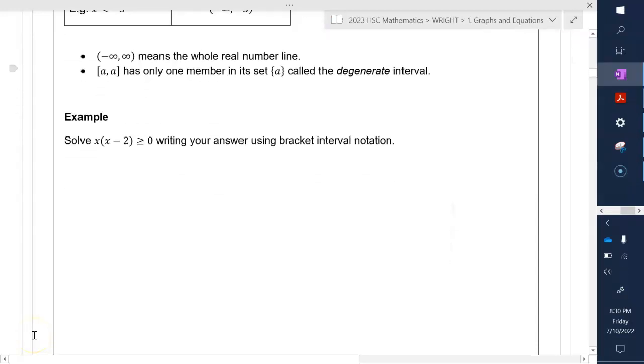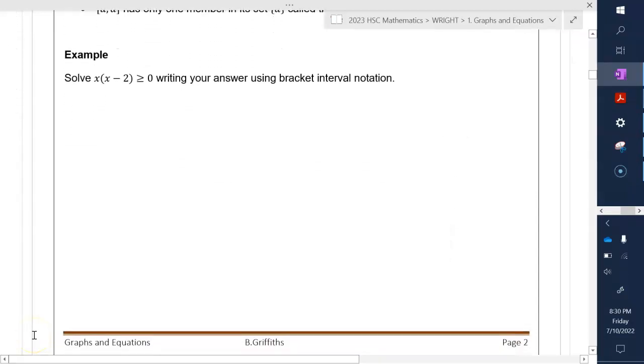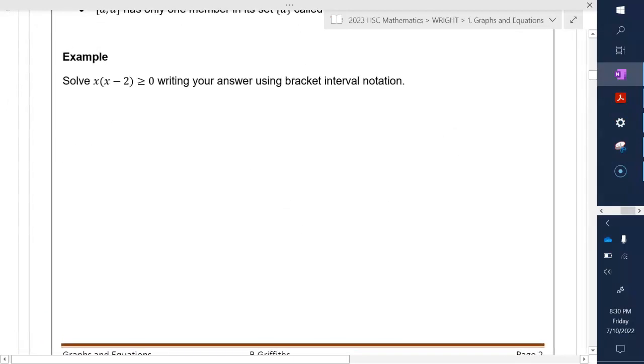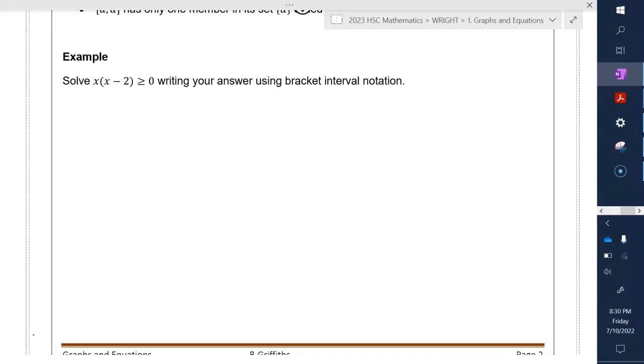Okay, now let's have a look at this first example here, and this is where we're heading with this first exercise, being able to solve composite functions, basically with inequalities, and we'll have a look at the graph and see what's happening here. So it says here, solve x times (x minus 2) greater than or equal to 0, and write your answer using bracket interval notation. Well, before we do that, what I'd like to do is graph this, and I'd like to draw the graph for y = x(x minus 2).